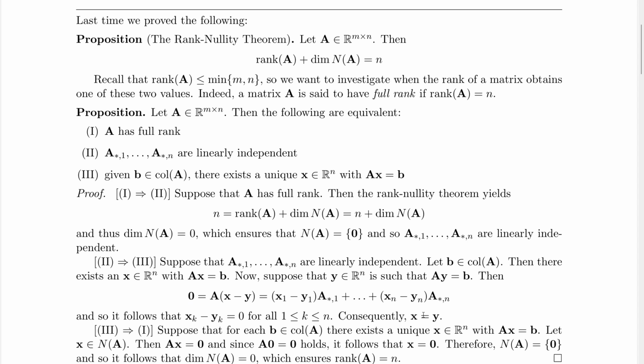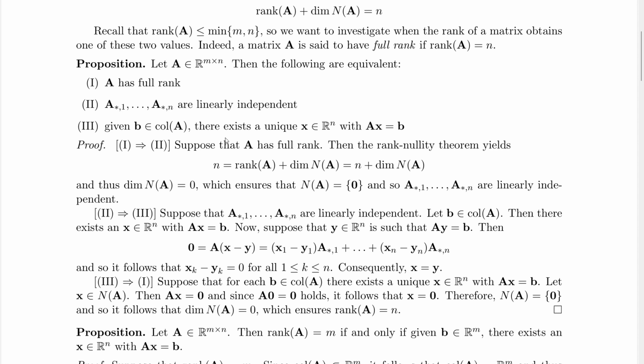All right, and let's close the loop now. We're doing the following are equivalent, so I need to show 1 implies 2, then 2 implies 3, and now we finish it off by showing that 3 implies 1. Okay, well, suppose that for each element of the column space, we have a unique x, so that A times x is equal to b. So our consistent systems have unique answers.